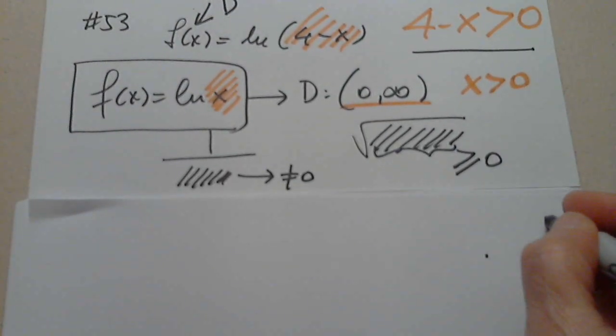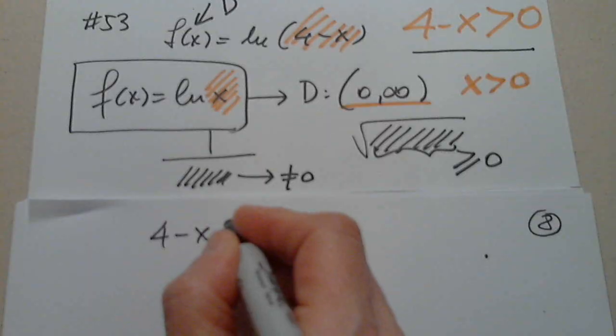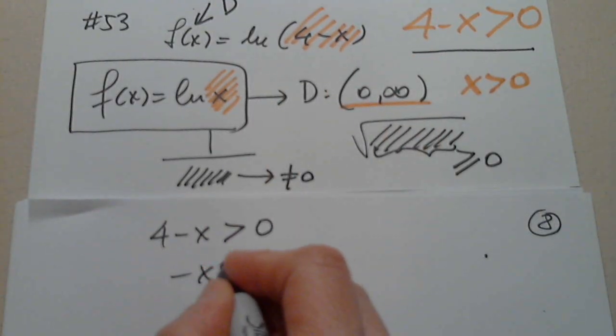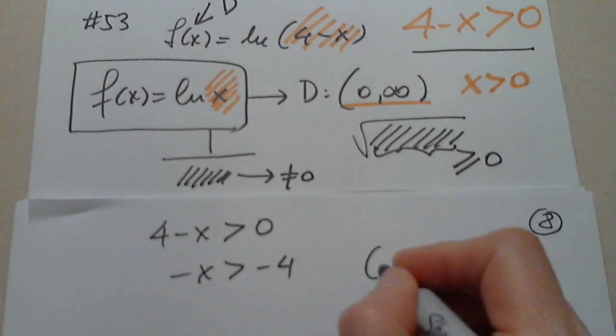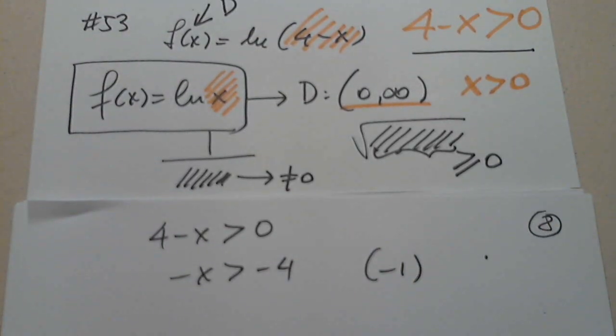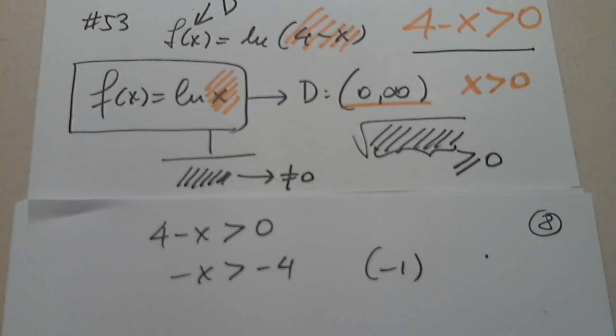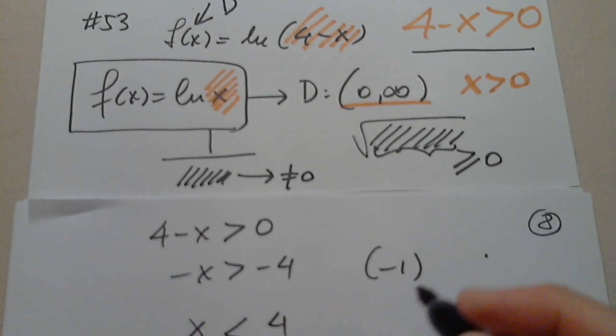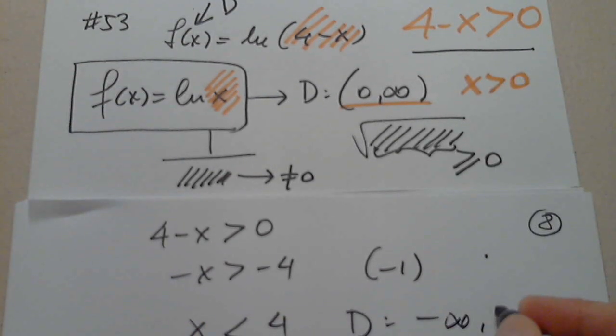So 4 minus x has to be greater than 0, not equal to. I move 4 to the other side. And I have to remember that whenever I divide or multiply both sides of an inequality by a negative number, what has to happen? Flip the sign. Thank you. So then the domain of this function is negative infinity to 4.